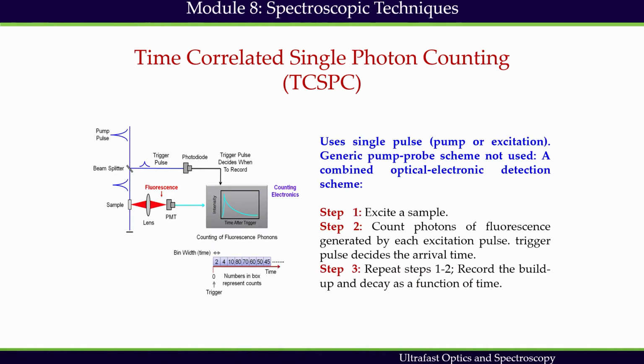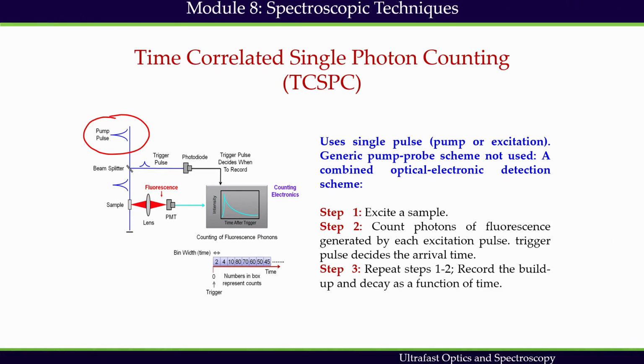In this scheme, we do not use pump and probe, two different pulses. We use a single pump pulse, an excitation pulse. We use a beam splitter to split the beam. The TCSPC technique uses only a single ultrafast pulse as pump or excitation, so this technique does not follow the generic pump-probe scheme.